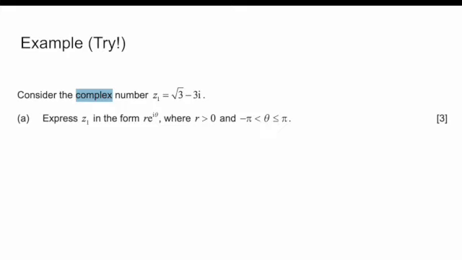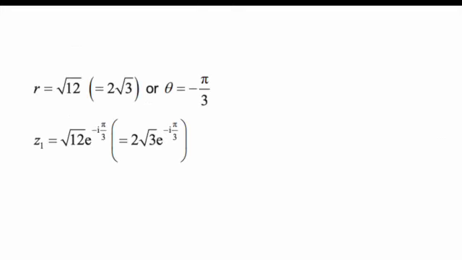The question says, consider the complex number z1 equals square root of 3 minus 3i. Express z1 in the form r e to the i theta, where r is greater than 0 and theta is between -pi and pi. I'll give you a moment to try this and then I'll walk you through the solutions. Alright, so the solutions are like this.